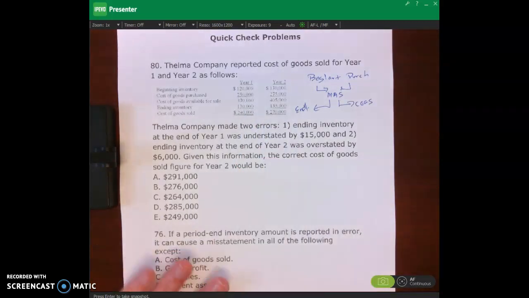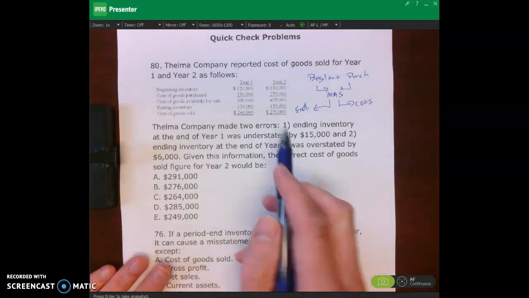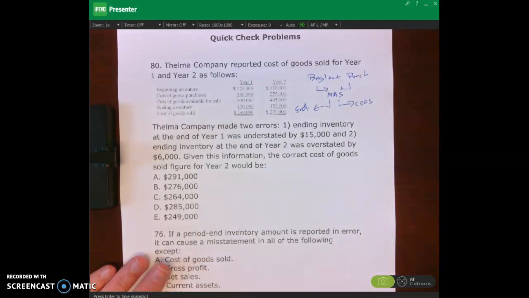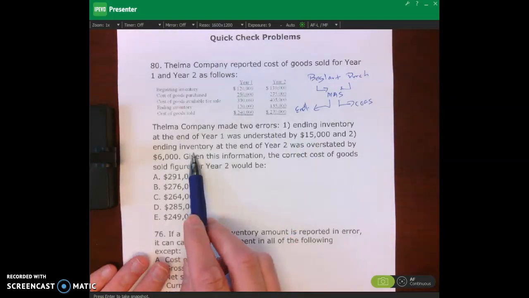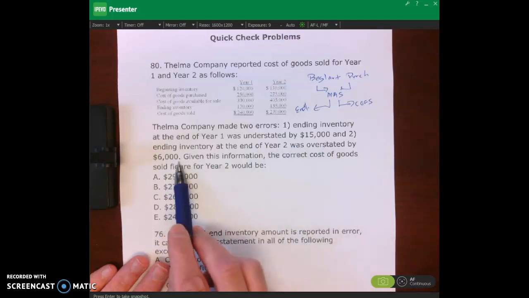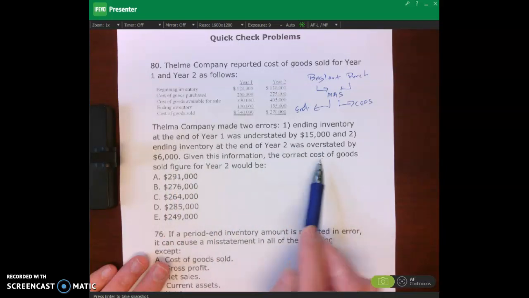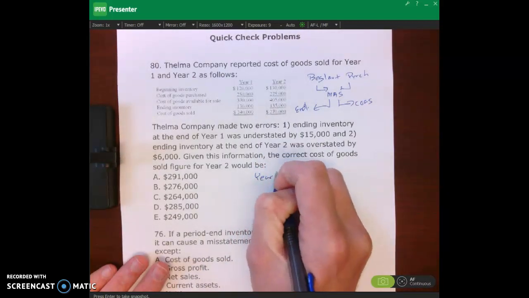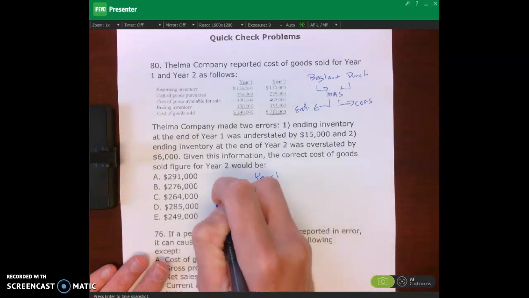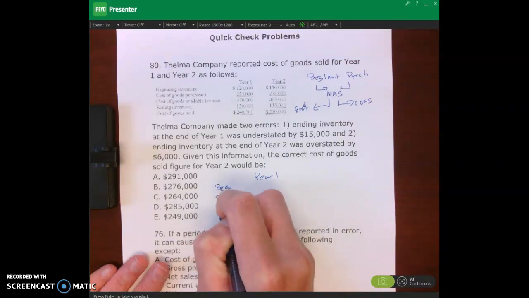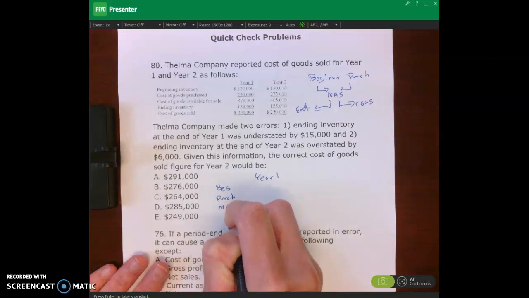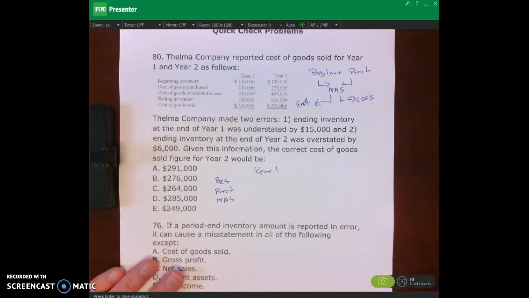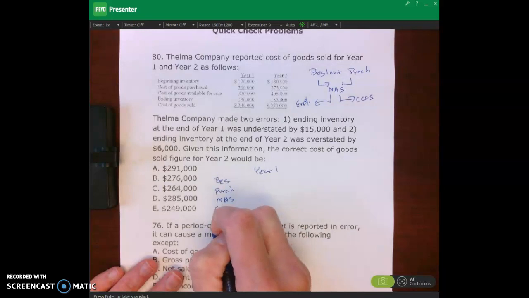Same thing over here with year 2. So Thelma company made 2 errors. Ending inventory at the end of year 1 was understated by 15,000, and ending inventory at the end of year 2 was overstated. Given this information, what should cost of goods sold be for year 2? So let's just redo it. We'll say year 1, and then beginning, purchases, merchandise available for sale, or just MAS, ending, and then cost of goods sold.